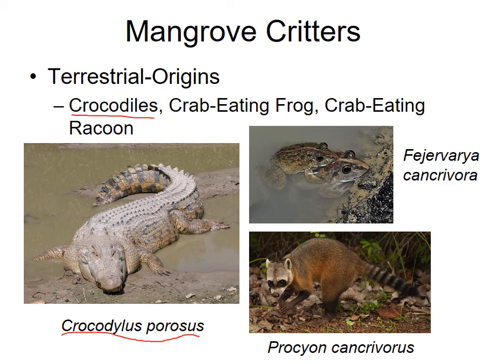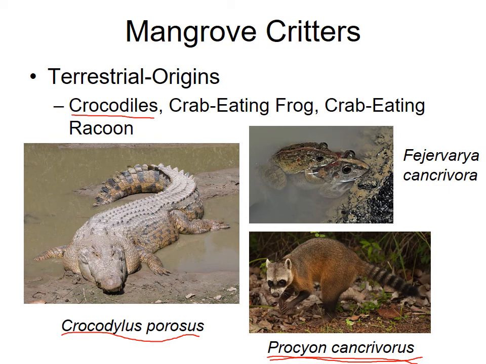There are raccoons of various kinds that live in salt marshes. So the common raccoon lives in salt marshes and mangroves when it can. But in South America, there's a relative of the common raccoon called the crab-eating raccoon that is really a specialist in living in mangrove swamps. And as the name implies, cancrivorous, it means crab eater. It likes to eat crabs.